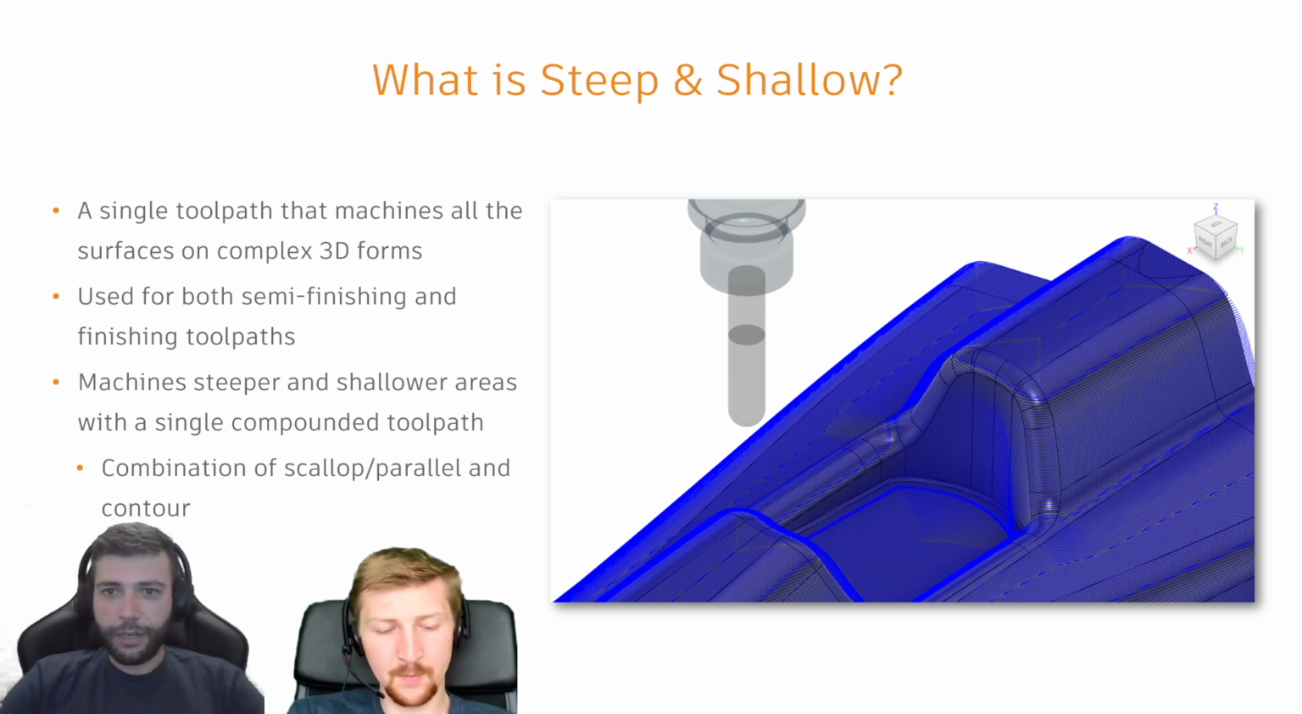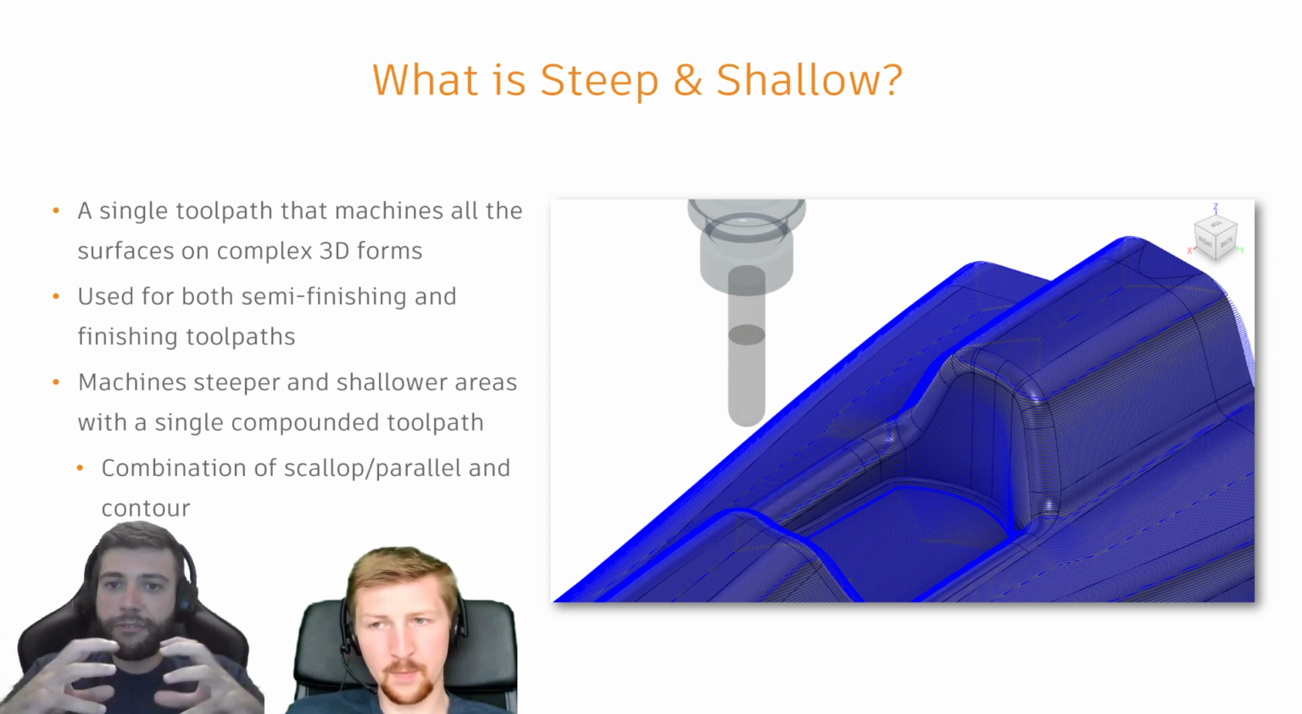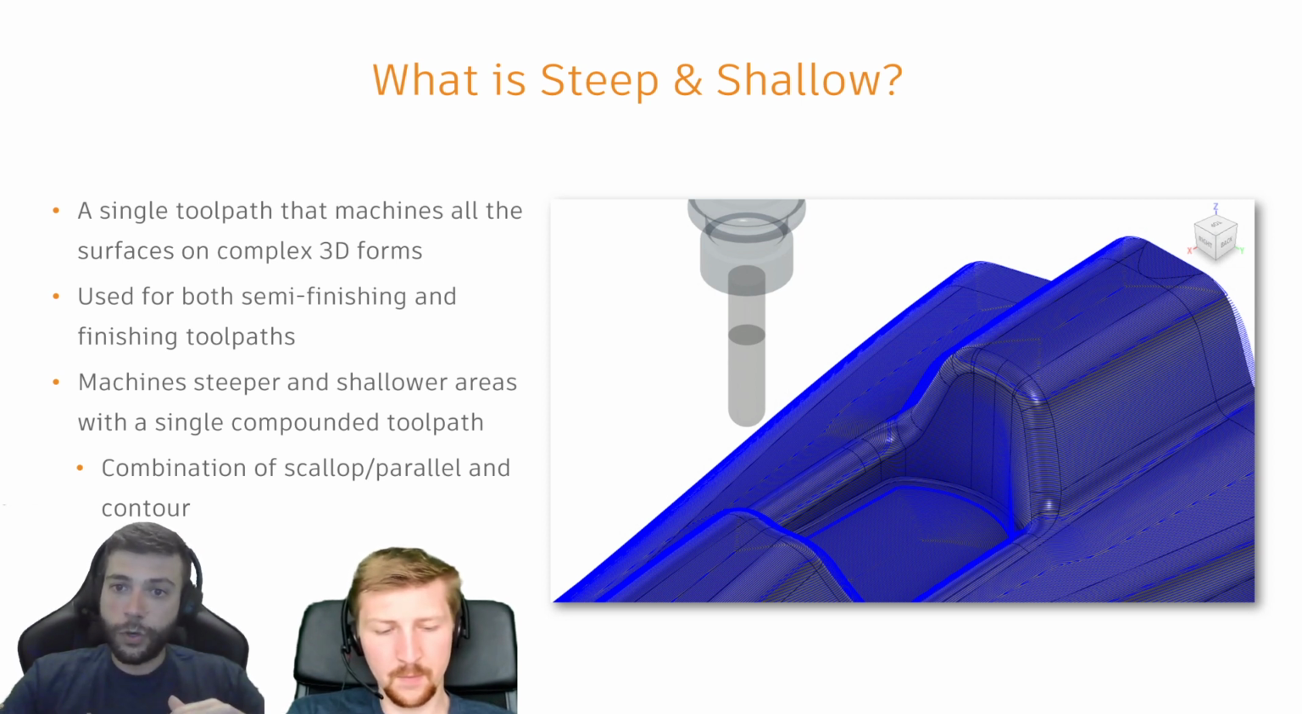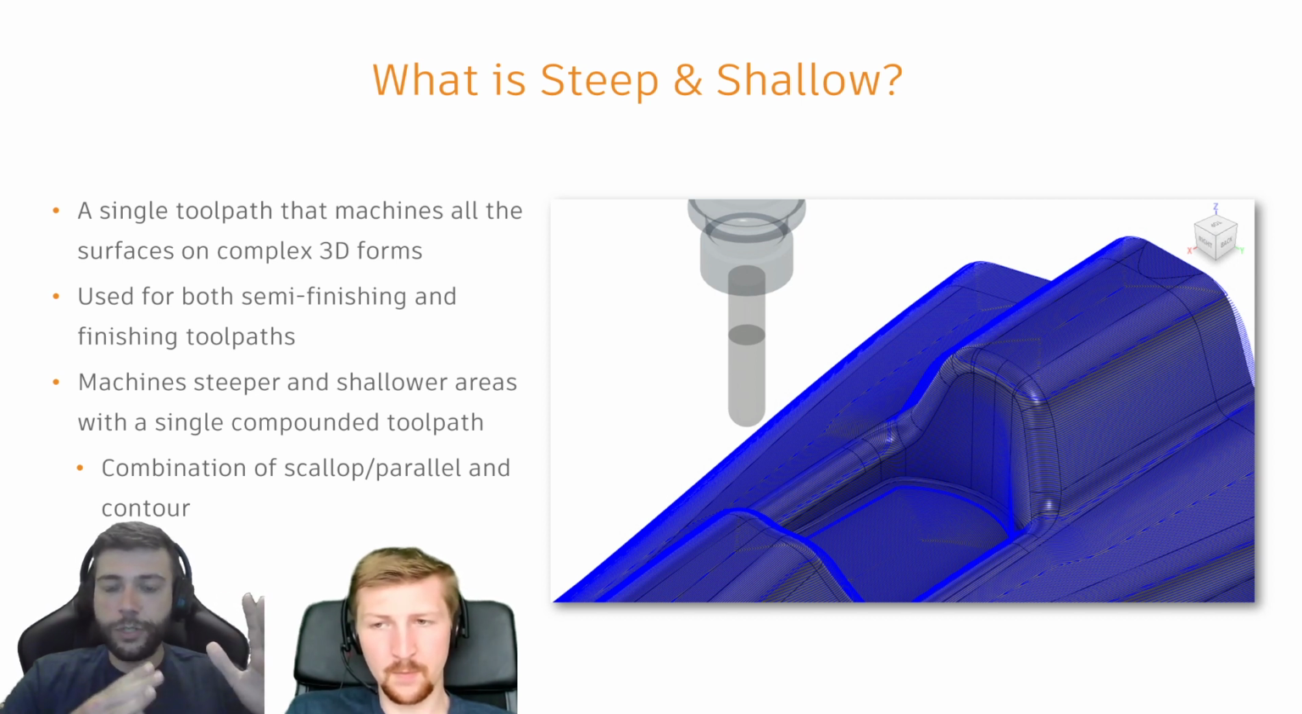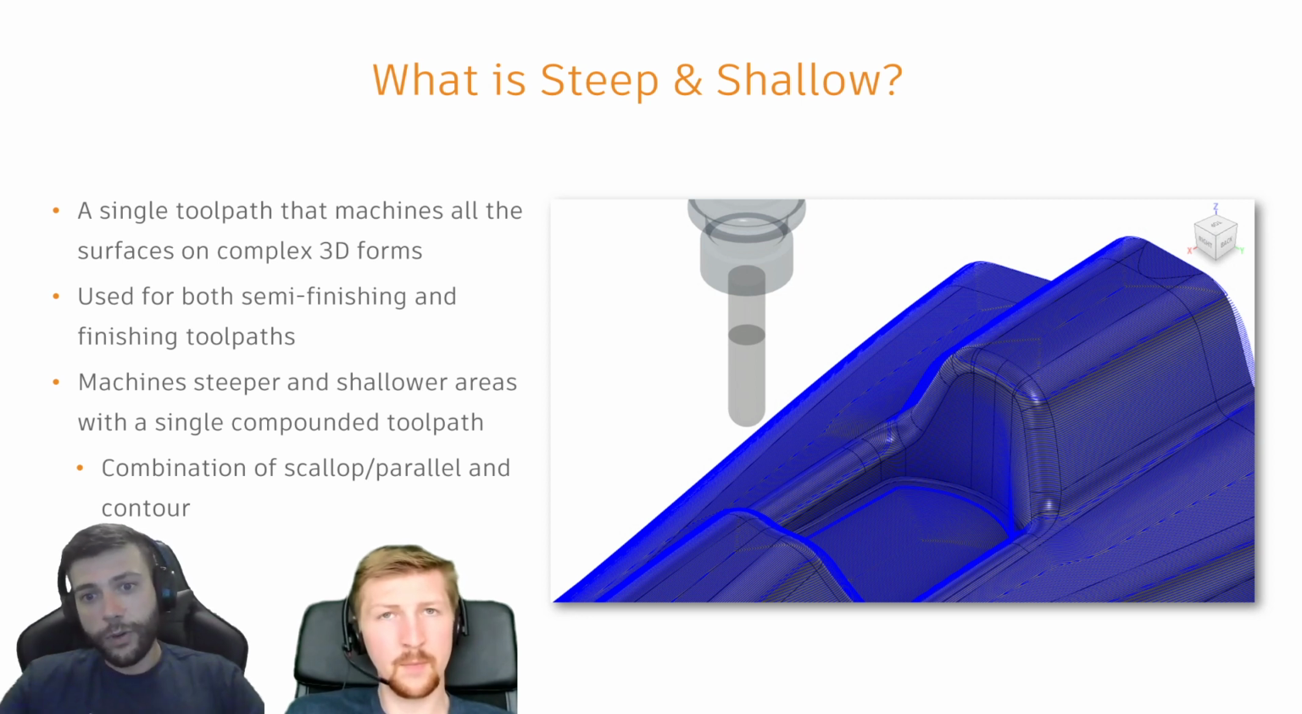So first of all, what is steep and shallow? Steep and shallow is a single toolpath that can machine all sorts of complex 3D shapes and surfaces regardless of how, as the name suggests, how steep or how shallow they are. But it doesn't just simply work with all sorts of geometry. It combines different algorithms to pick the best option for different sections of the model. Basically, it will machine steeper areas of your part with a contour algorithm, the contour strategy in Fusion. And then it will machine the shallower regions with either a scallop or a parallel toolpath. That will be completely up to the user.